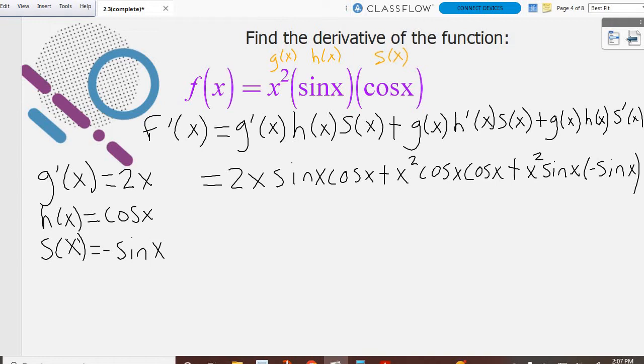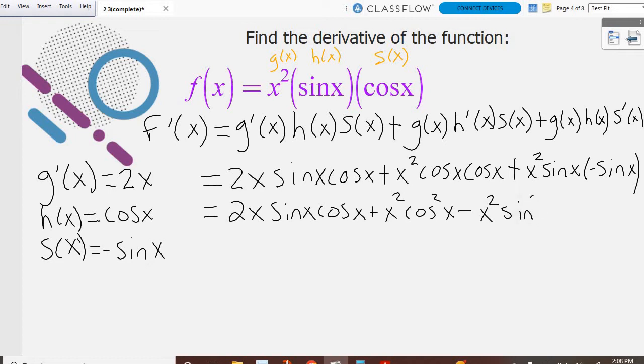Okay, so we have some stuff that we can simplify. How many cosines do I have here? 2. So I have x squared cosine squared x. I have a negative, so I'm subtracting. And how many sines do we have? 2. I technically could factor out an x from everything, but it's not going to be able to reduce. I don't have a trig function in common with everything, so that would be my final answer.